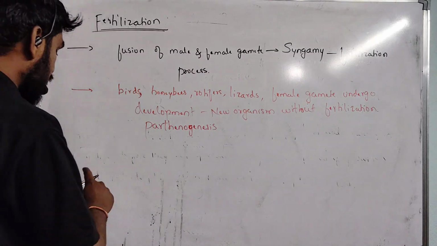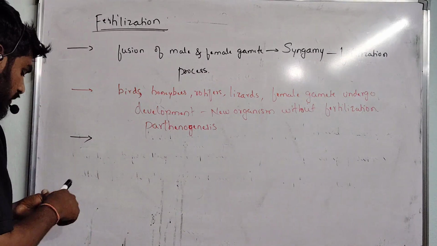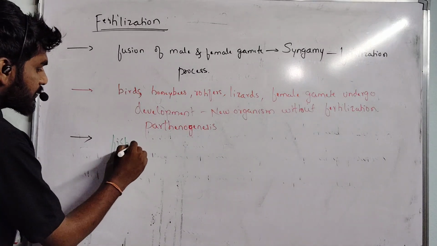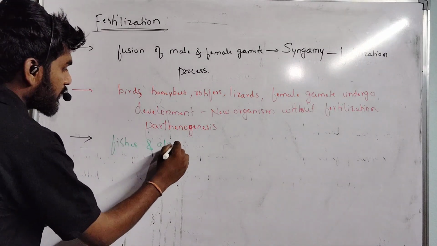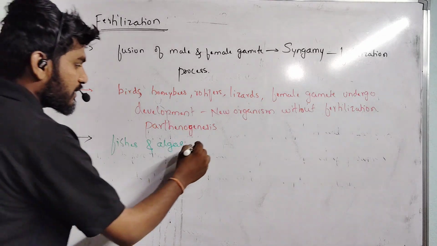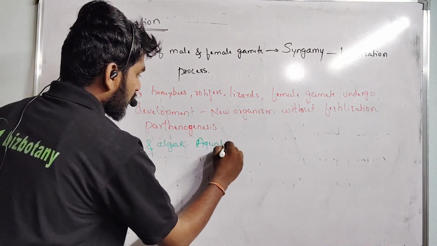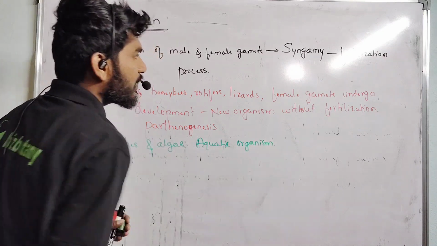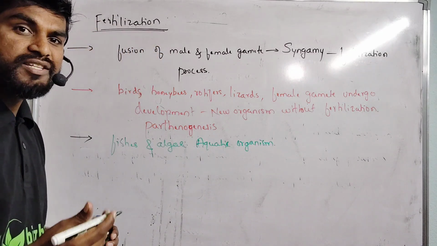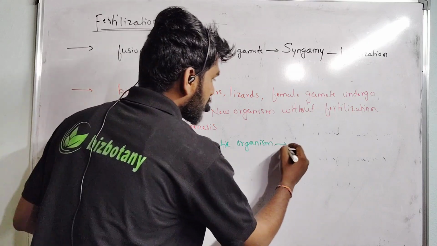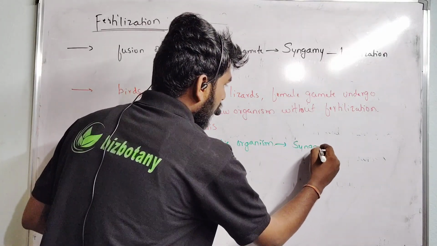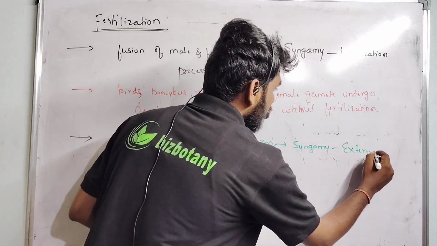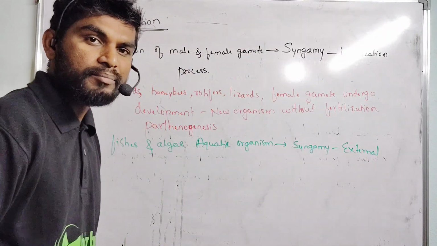But in some cases, like in aquatic animals, like fishes and algae, they are living in an aquatic habitat. In aquatic organisms, the process of syngamy occurs in an external medium. External medium means outside the body of the organism.